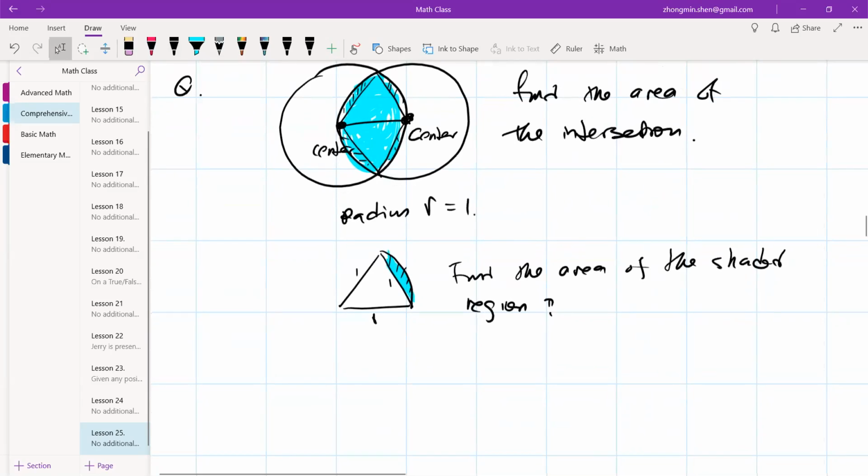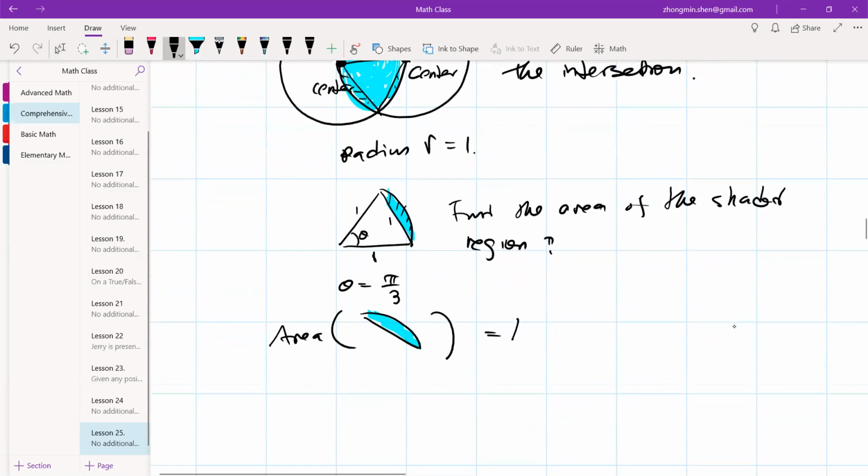All right, so for the area of this sector, the angle is theta equals pi over 3 because it's an equilateral triangle. So the area of that small piece, let me just draw this, is going to be the area of this sector minus the area of this equilateral triangle, right? So how do you find the area of this sector?